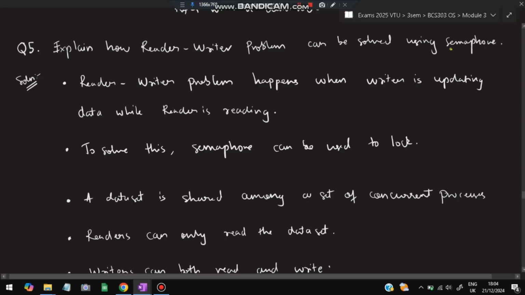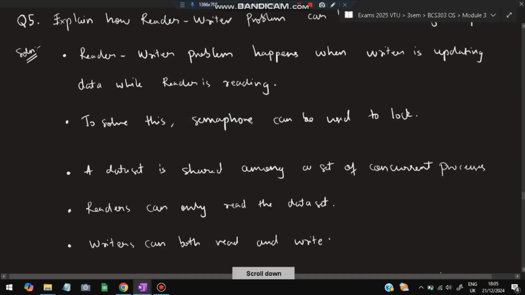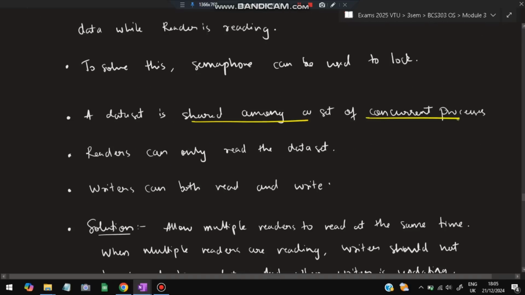How can this be solved using semaphore? Semaphore is nothing but a lock. A semaphore will have two values, 0 or 1. 0 means lock, 1 means unlock. The reader writer problem happens when a writer is updating and a reader is reading at the same time. To solve this, a semaphore can be used to lock. A data set is shared among a set of concurrent processes. Readers can only read the data, and writers can both read and write the data.